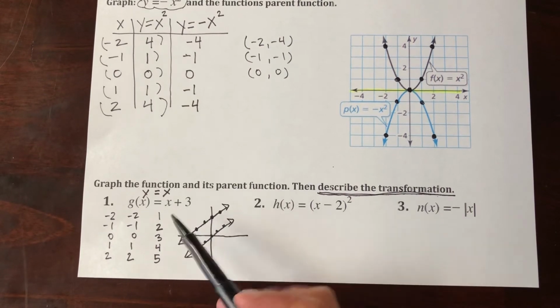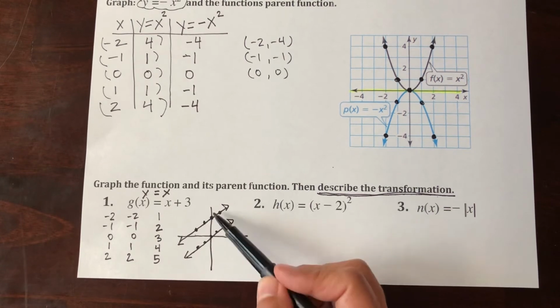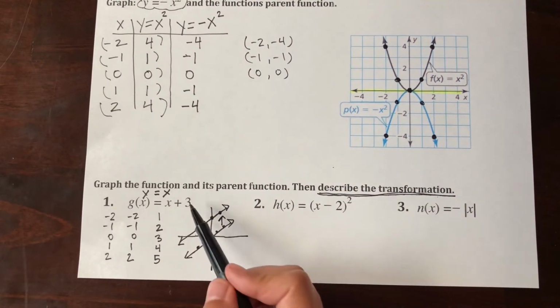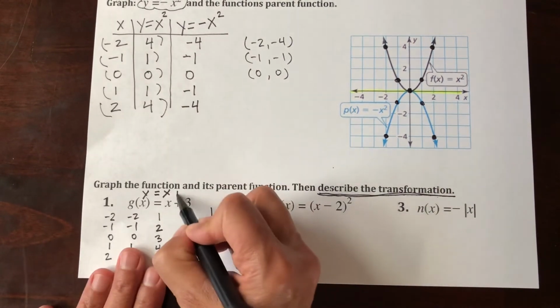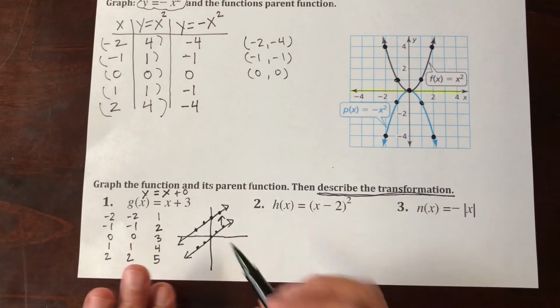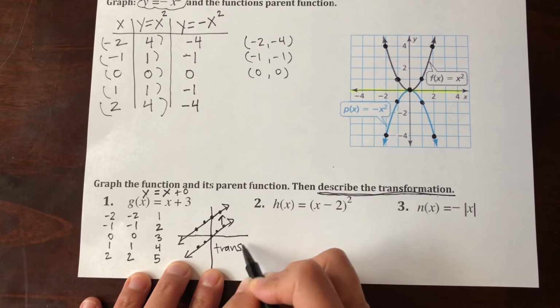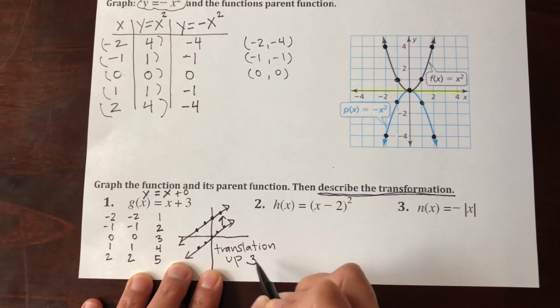So basically what we did is we added 3 to all of our outputs, our y values, which shifted our graph up 3. Or you can think of it as we changed our y-intercept from a 0 to a 3. So translation up 3 units.